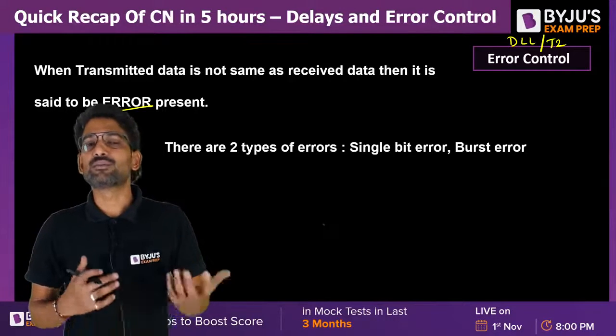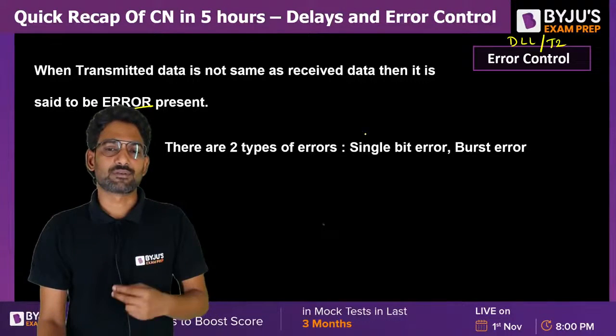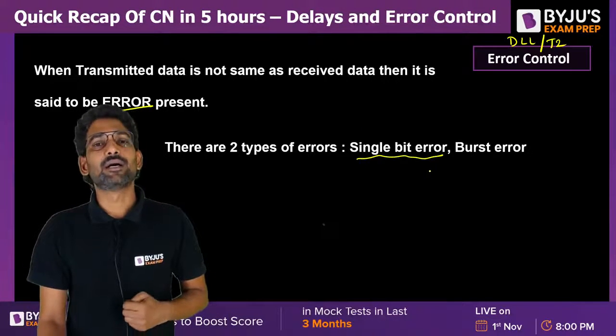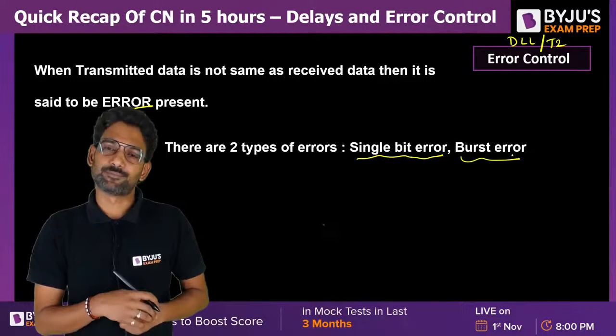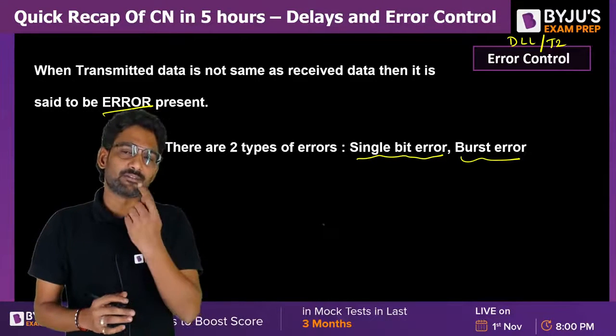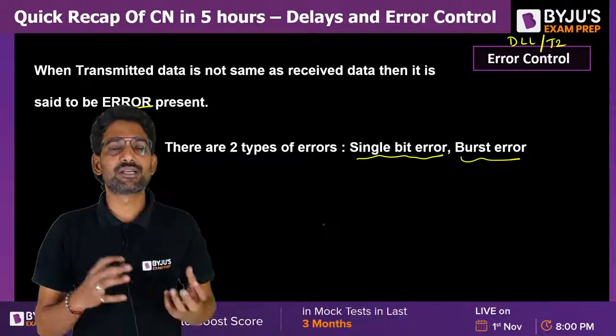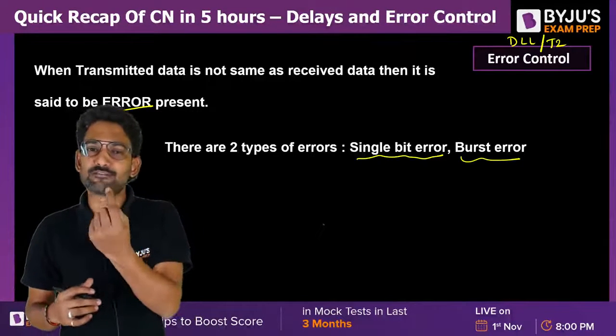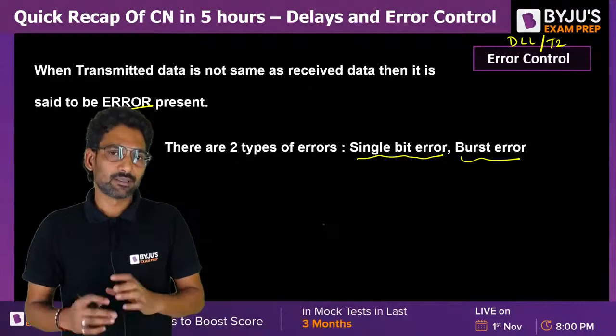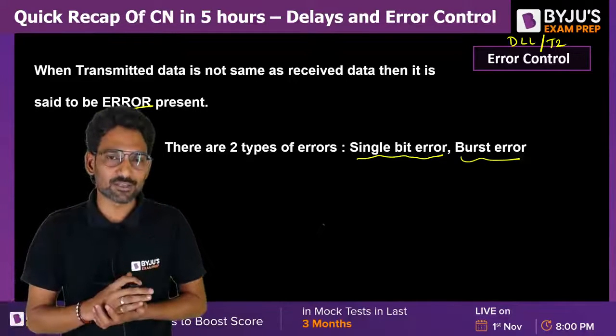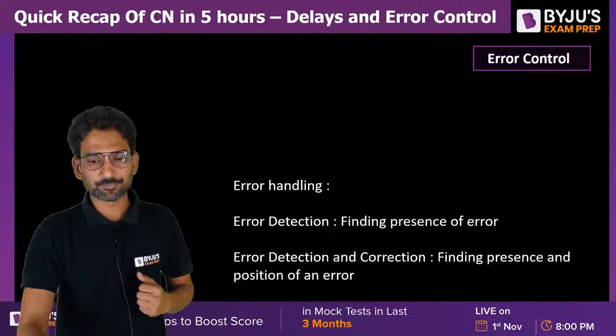This error you call as two types. One is single bit error, other is burst error. Single bit error is when there is a change between transmitted data and received data in only one bit, that is single bit. If more than one bit changes, it is burst.